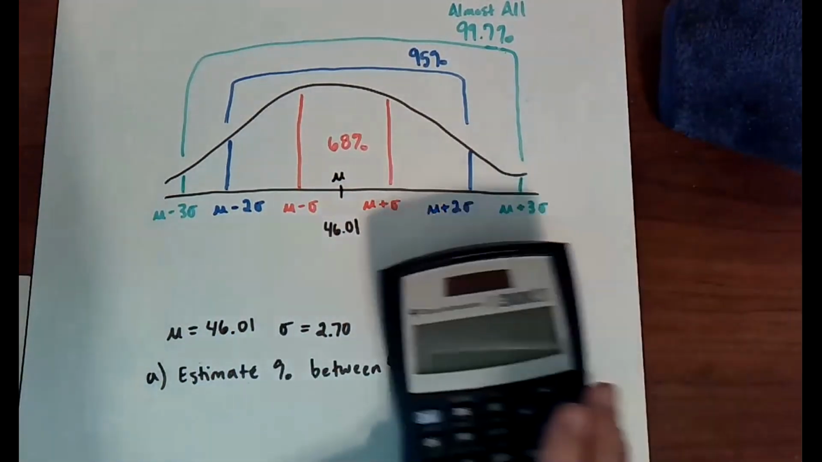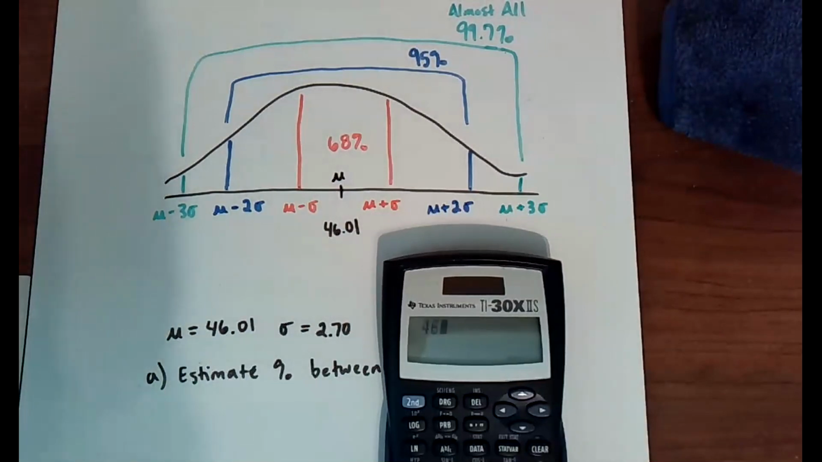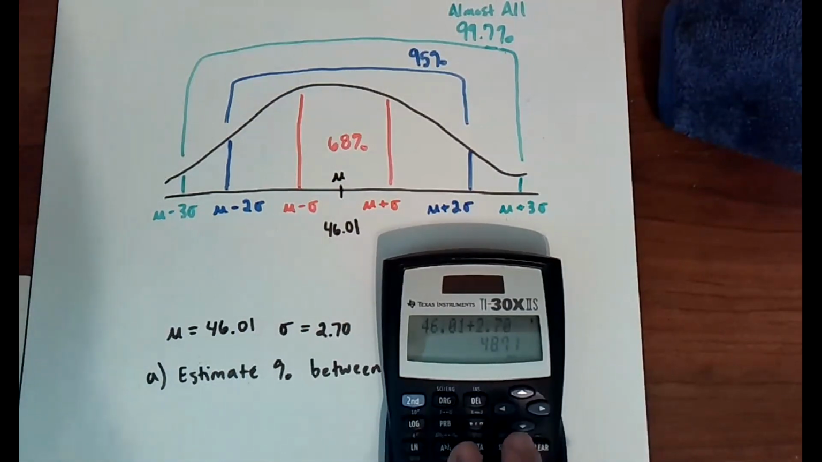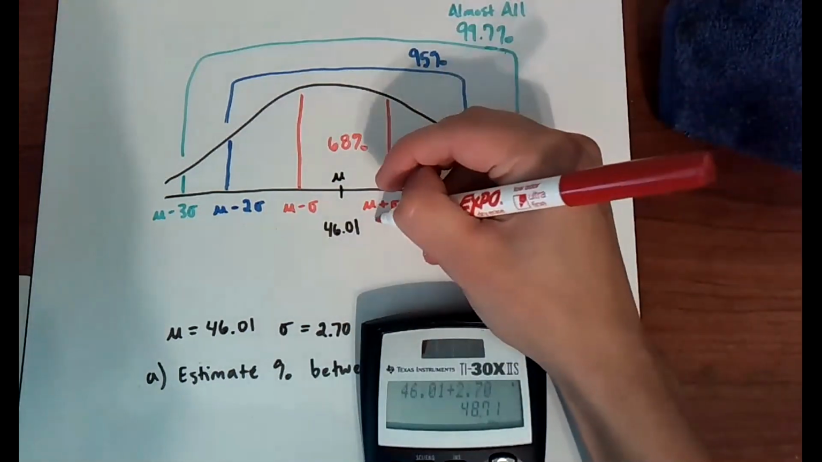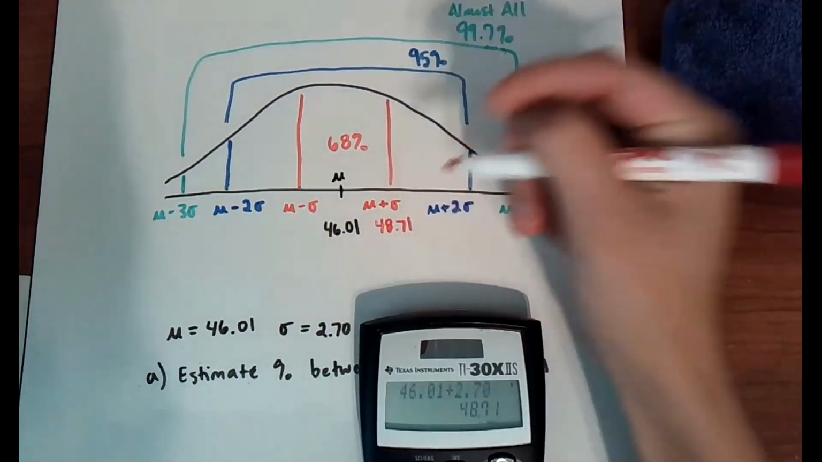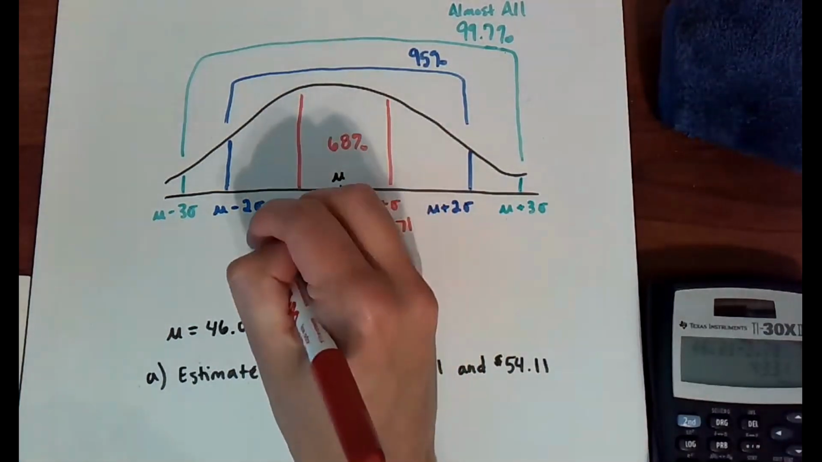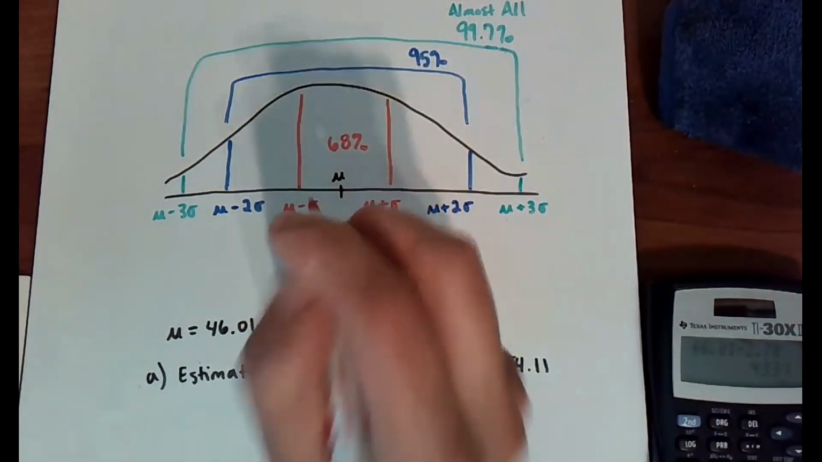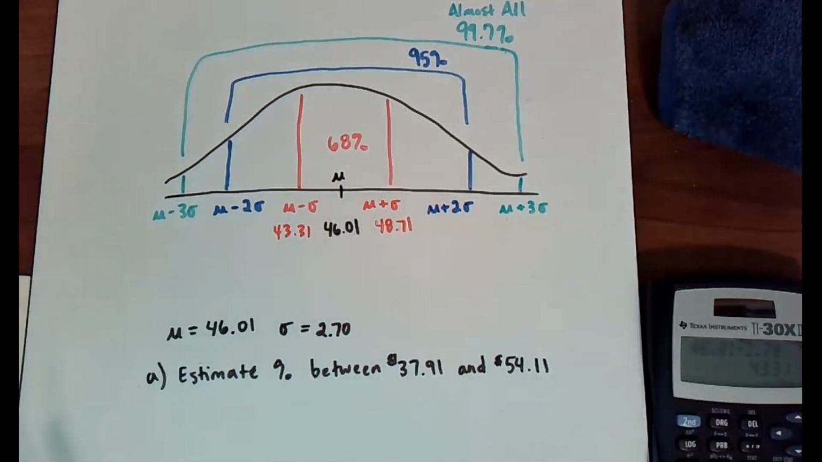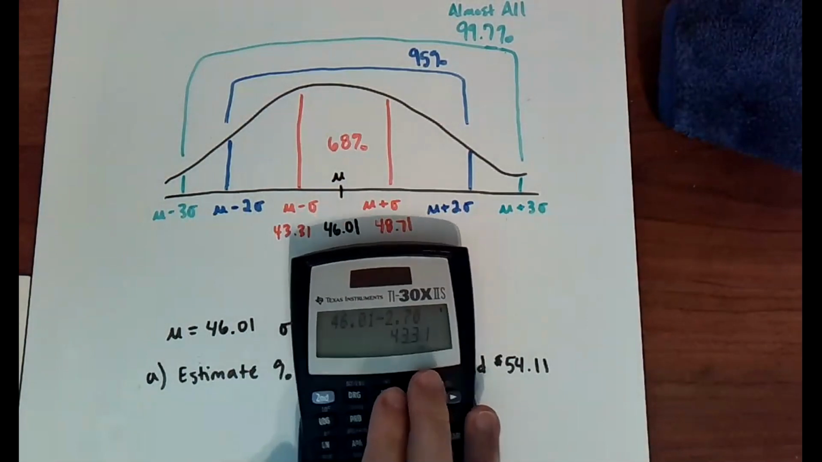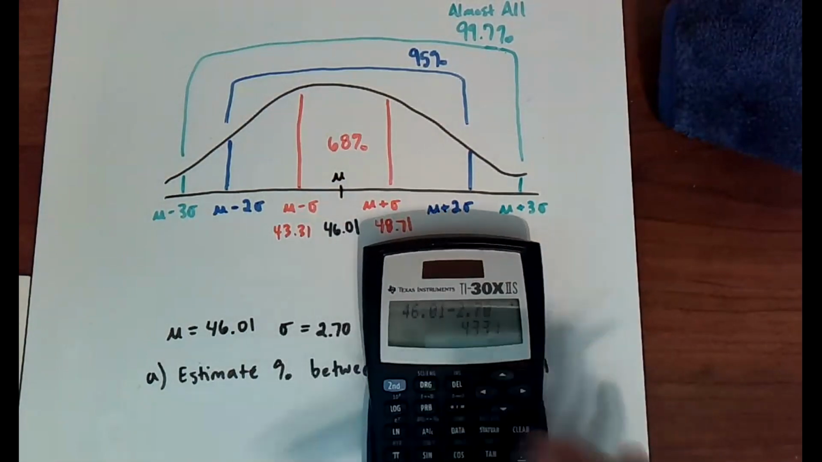I'm going to do that using my calculator. So I want to add sigma to it, plus $2.70. That gives me 48.71. Then I'm simply going to change that addition sign to a subtraction sign, and that gives me 43.31. I'm color coding it just to make it easy on your eyes so you can see what's going on. Feel free to color code it yourself. You don't have to though.